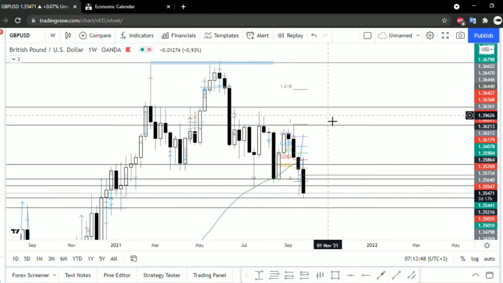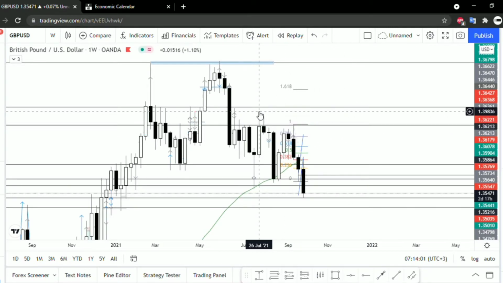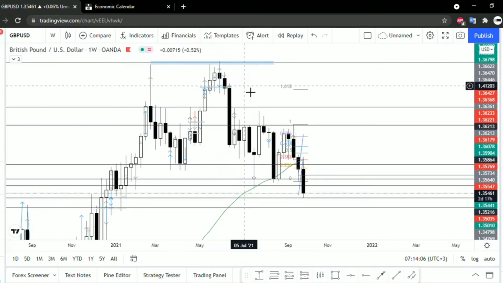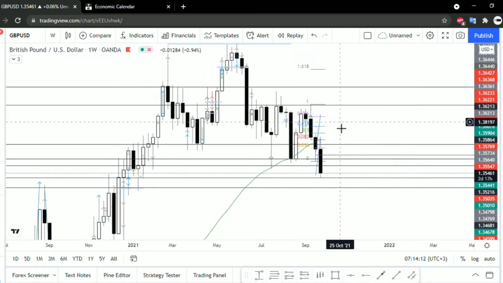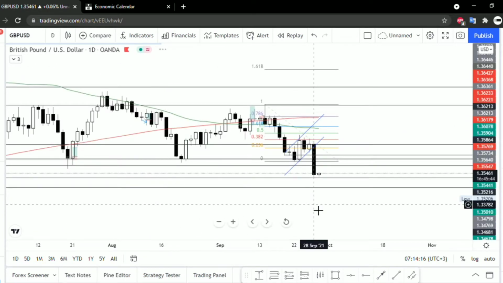Currently the price of GBP USD is about 1.3547, down from around 1.42. I remember the last time we were looking at this, it was around the area of 1.42, so it's actually been collapsing the past few weeks. But yeah, let's zoom down back to the daily. I want you guys to see something that has been happening here.